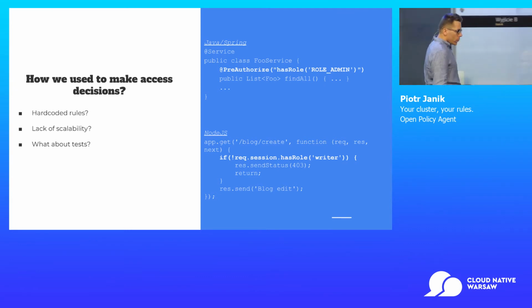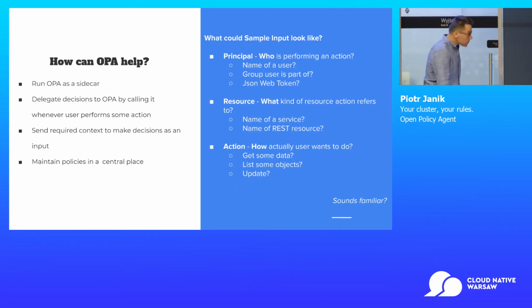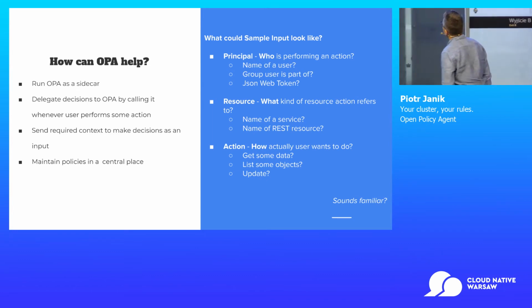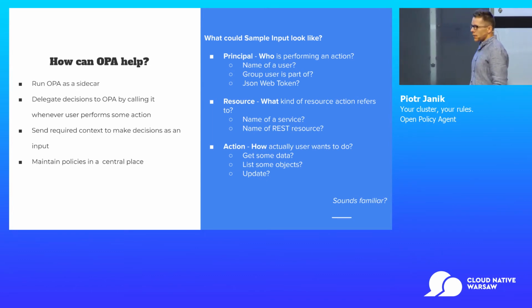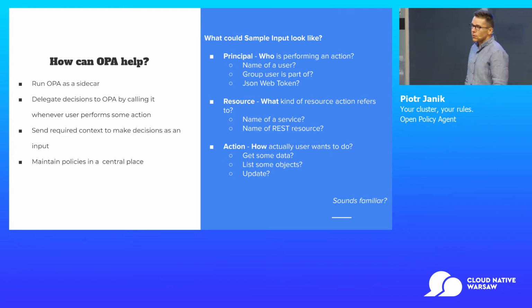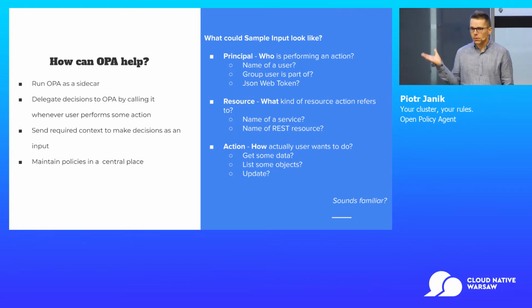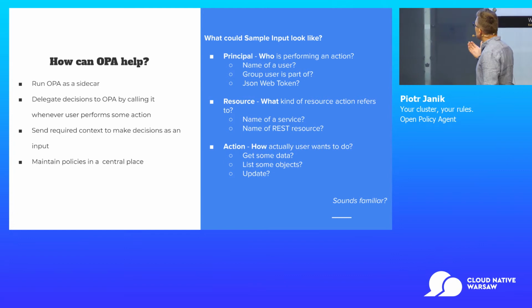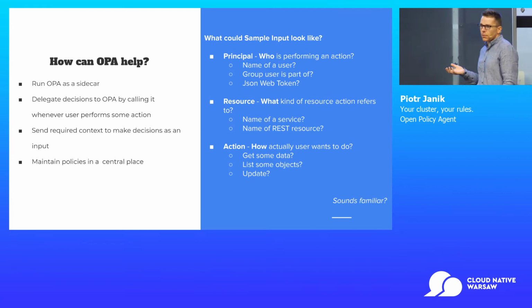So, what is the place for OPA here? We can run OPA as a sidecar in each microservice. So in a pod, right? We can connect to this OPA on localhost because it is a pod.